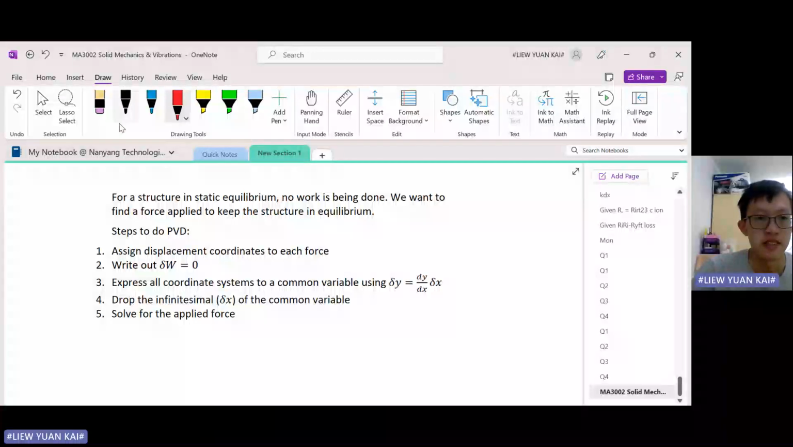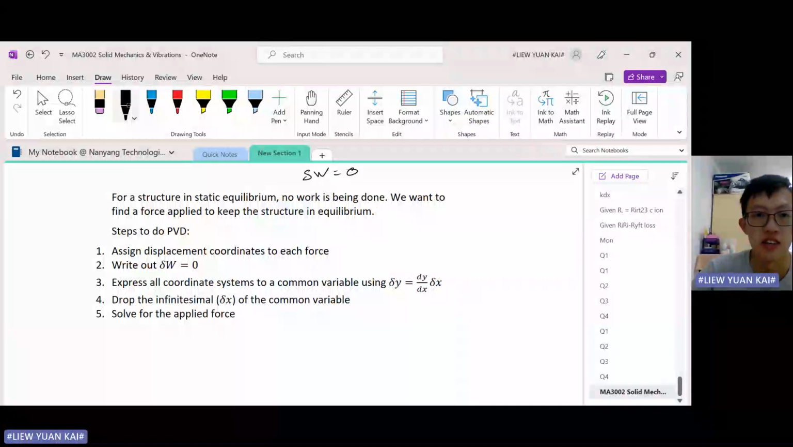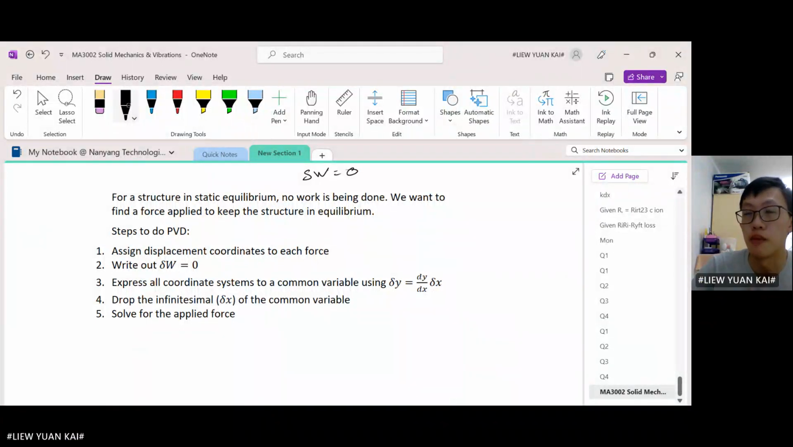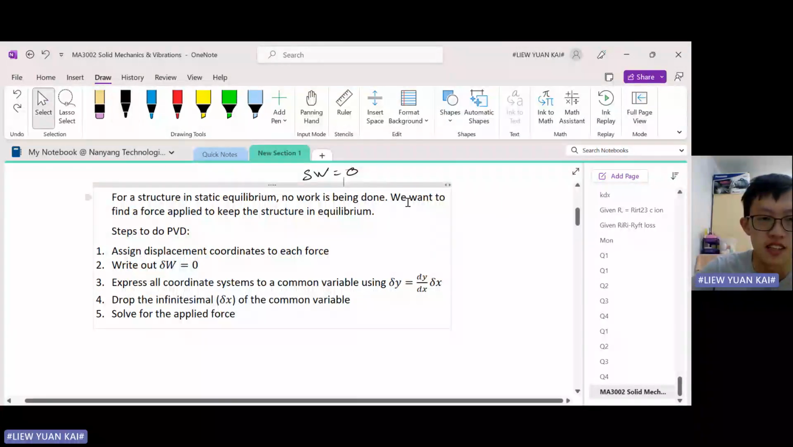In a typical problem, for a structure that is in static equilibrium, no work is being done. So in other words, the formula that we all know and love for PVD will be this, right? Delta W equals 0. Many students just memorize this blindly, but there's actually a meaning to it. So I'll show you how it makes sense.